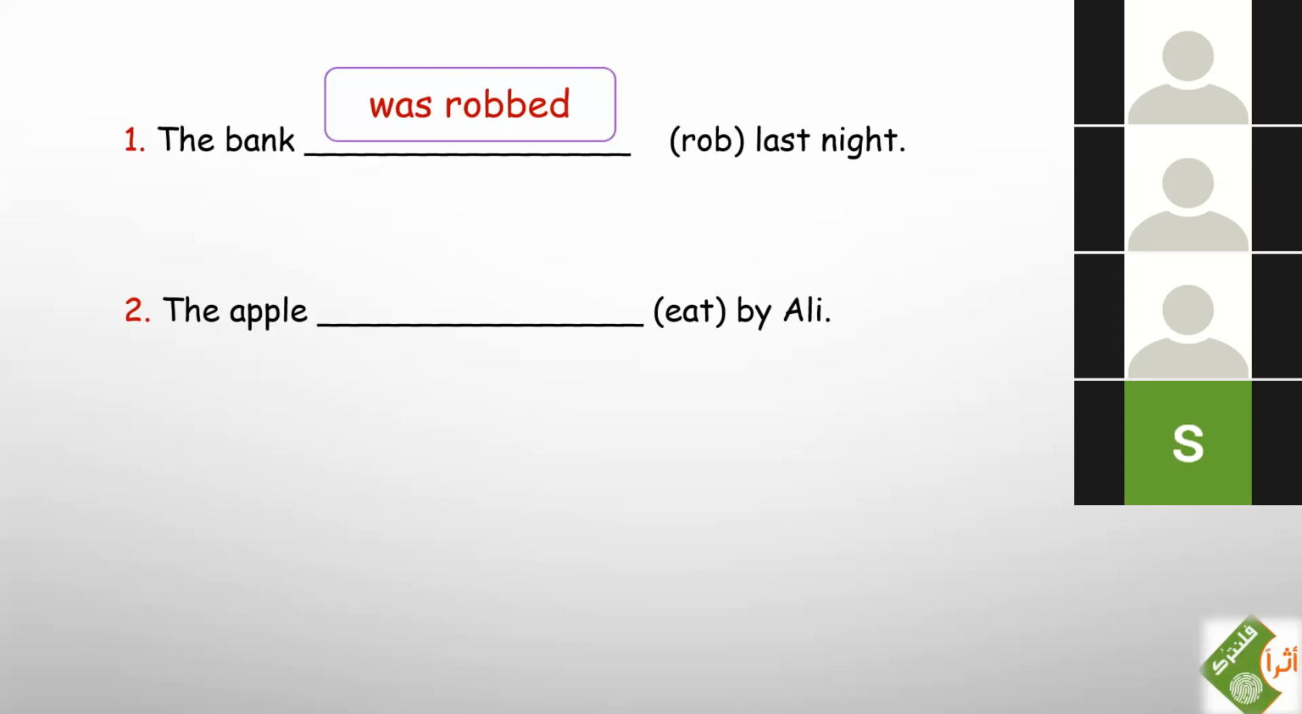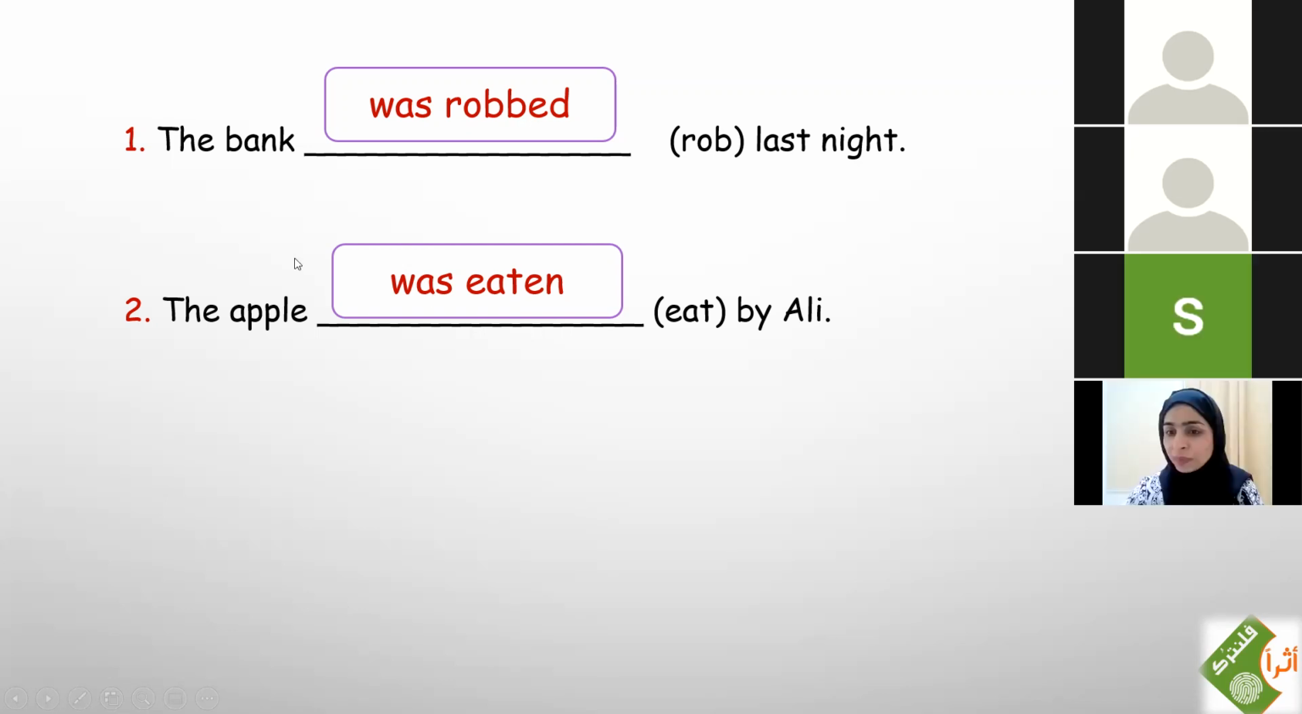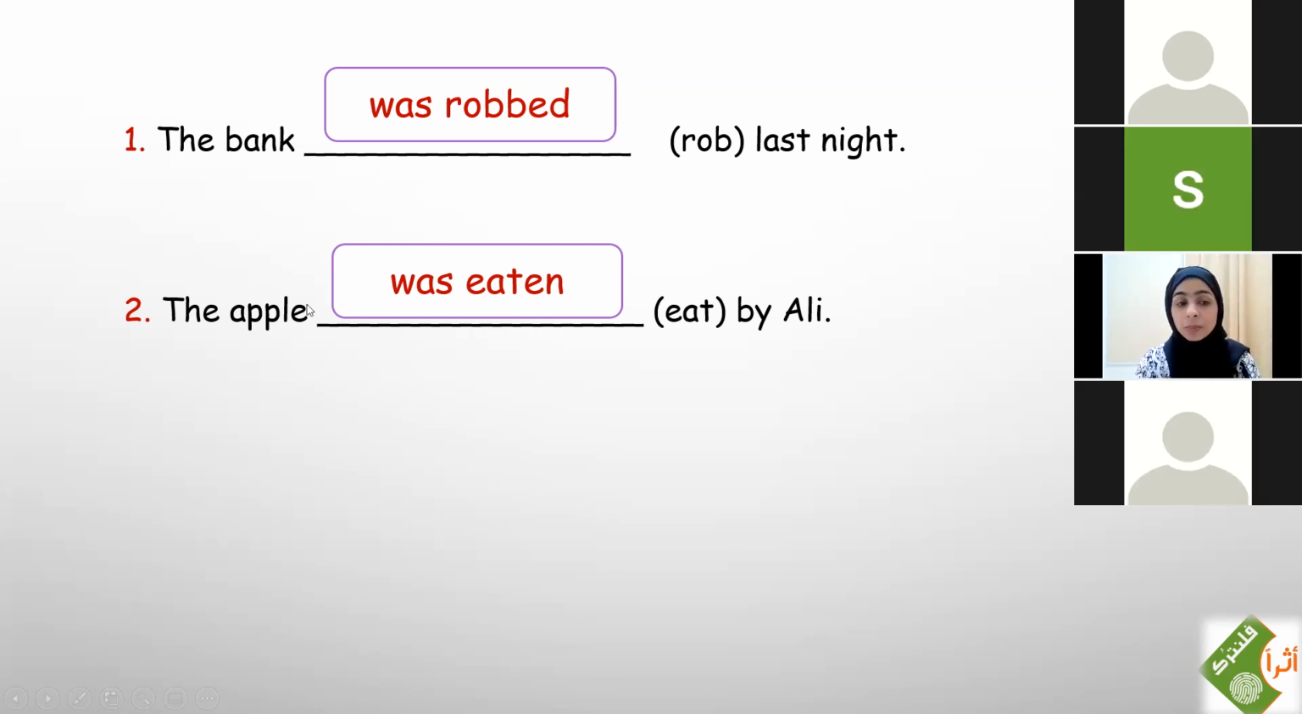Yaqeen Muhammad, Al-Badwi? "The apple was eaten by Ali." Well done. So, the apple was eaten by Ali. Why do we put "was" here? Because the subject here is only one, singular. Let us have another one.